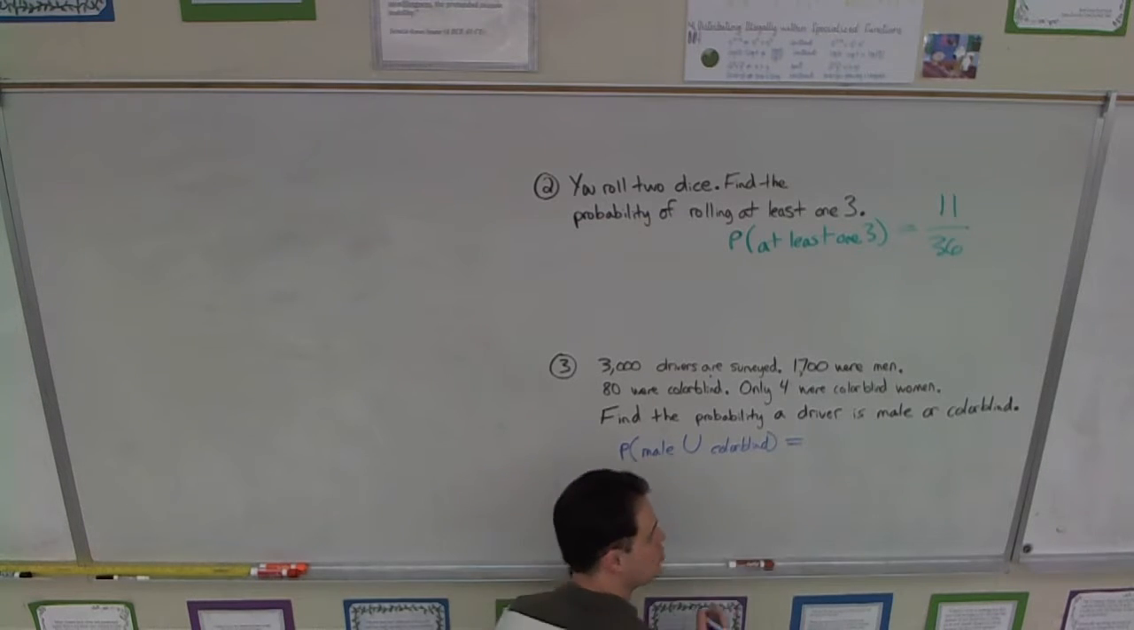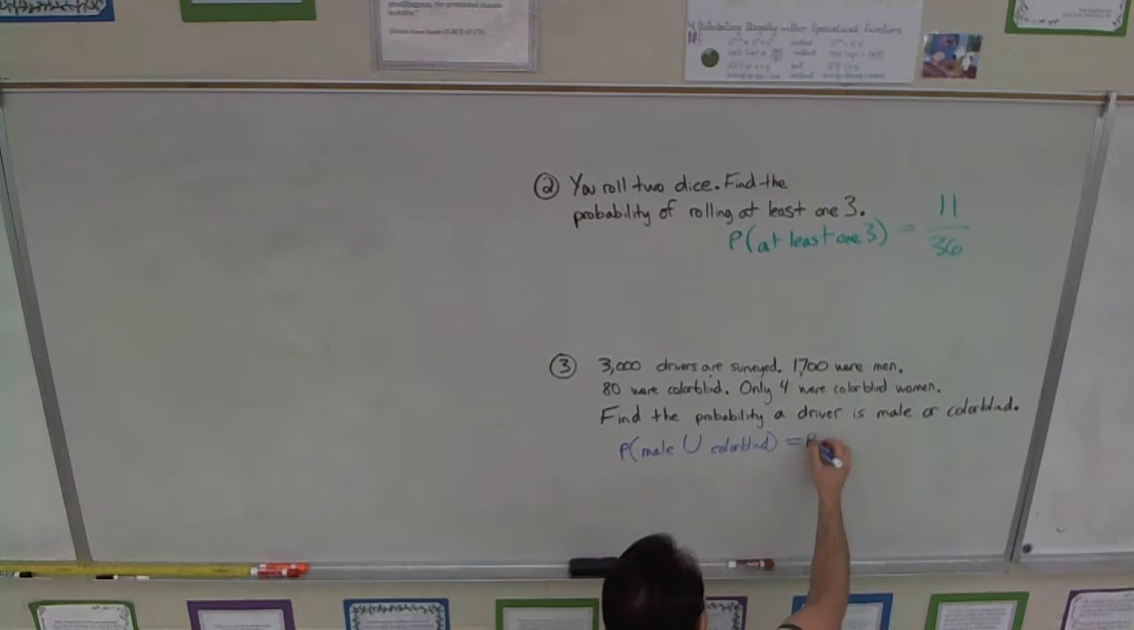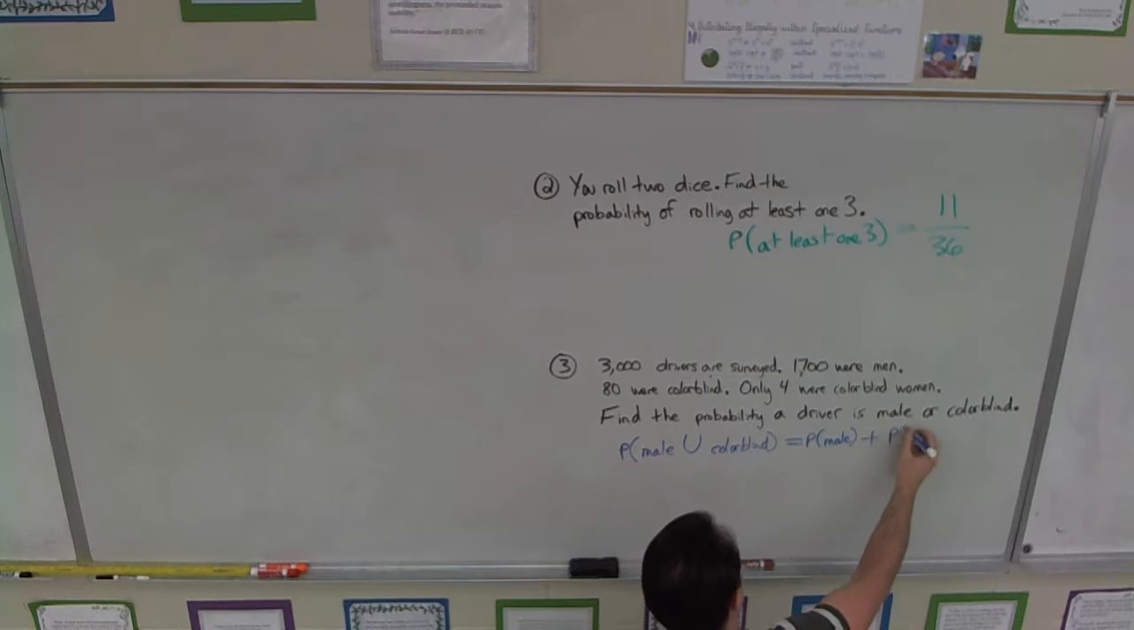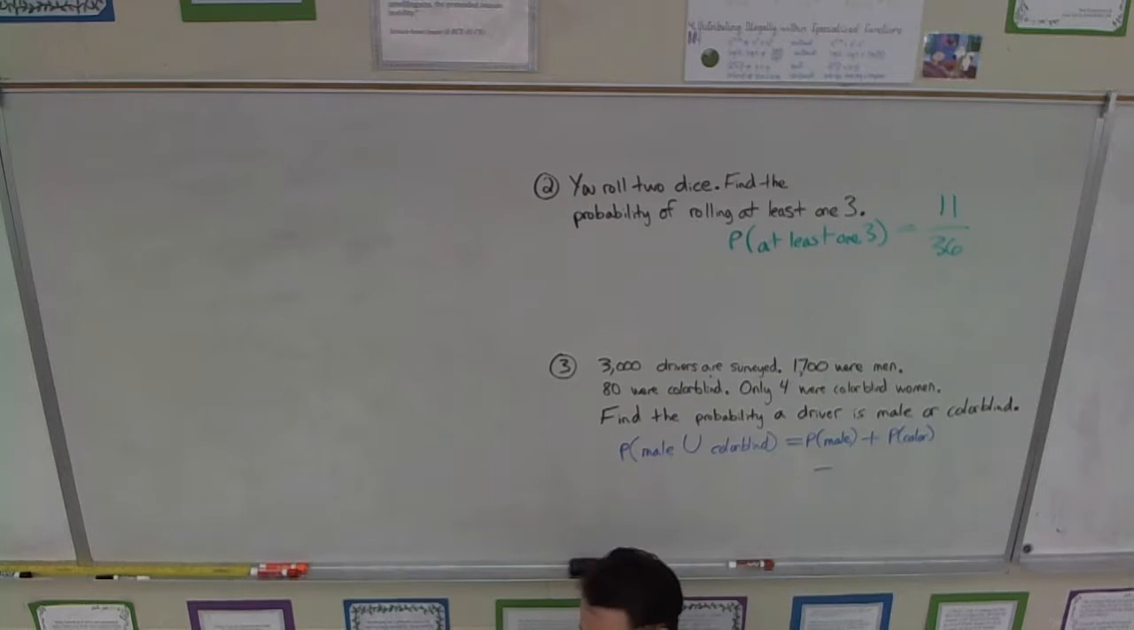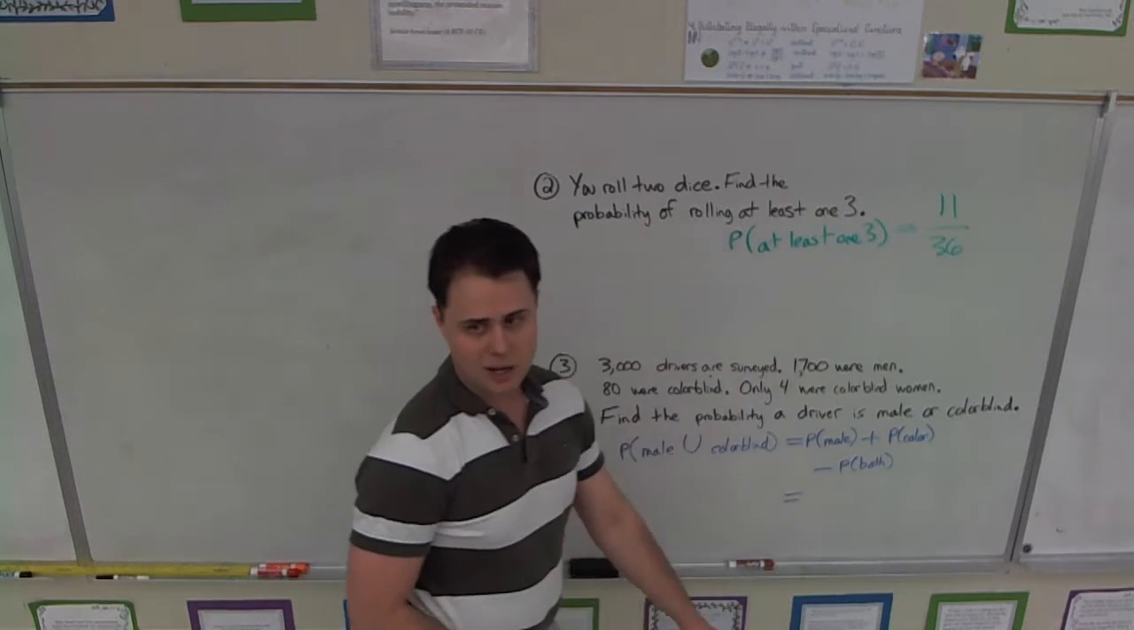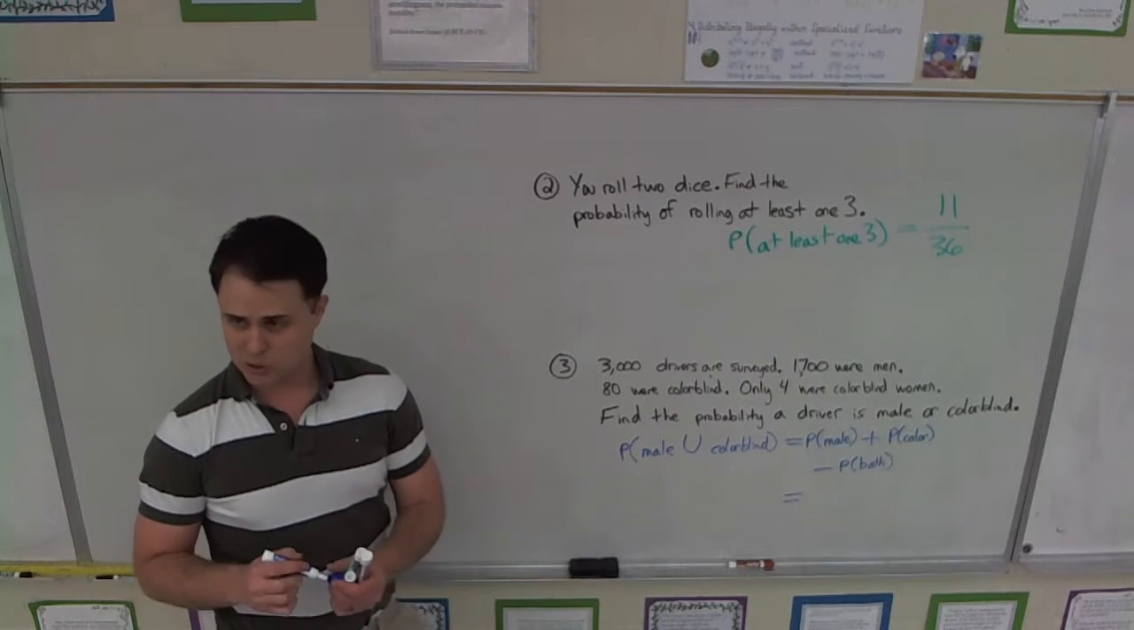So you could do this by the rules that we just discussed and go plus, right? And then, do you guys think that this is a situation where they're mutually exclusive or not? Are there some people that are both colorblind and males? Yes. Definitely. So we've got to subtract both. And you can do it like that, or you can do it with a picture.